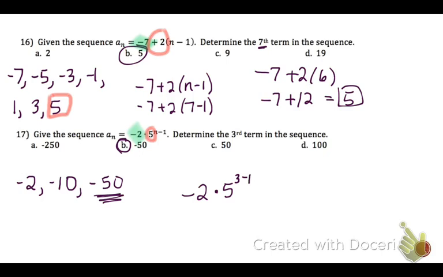You could enter it like that in your calculator, or we could just simplify this. 3 minus 1 is 2. We have to do 5 squared first. We can't multiply the negative 2 and the 5. So 5 squared is 25. And negative 2 times 25 is negative 50.